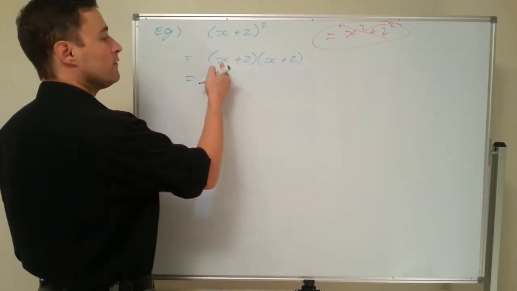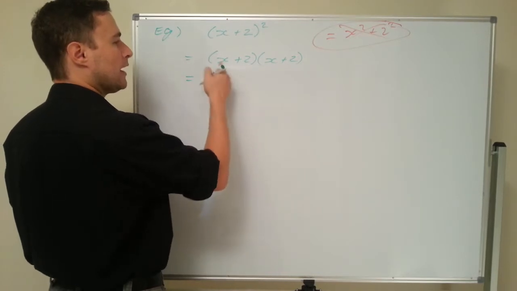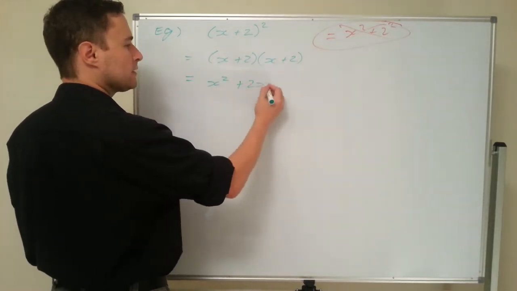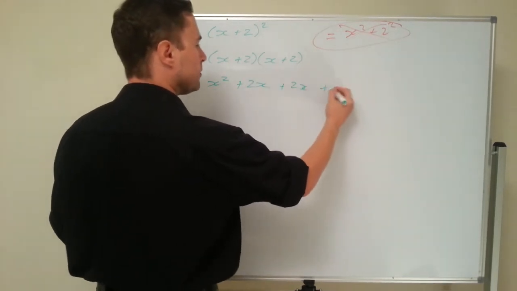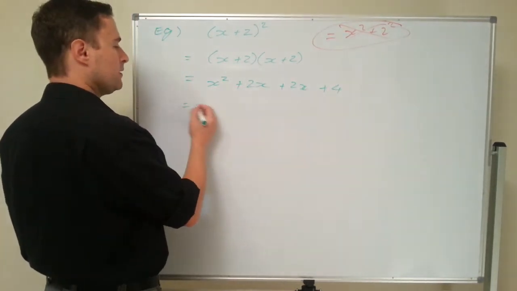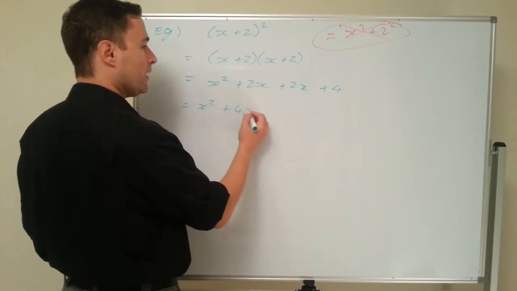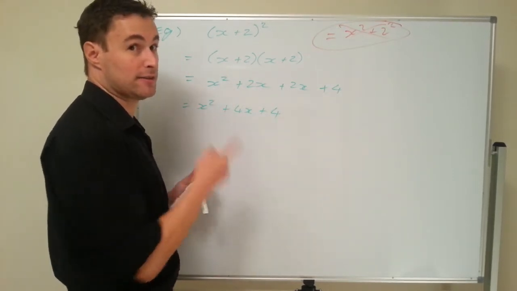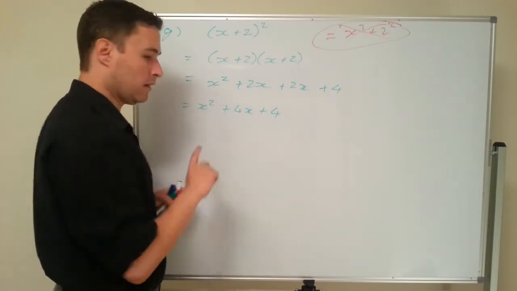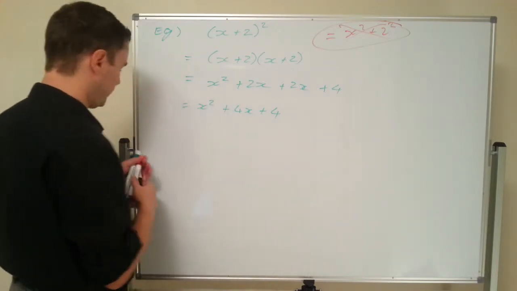So, first times first, x squared. Outer times outer, positive 2x. Inner times inner, positive 2x. Last times last, positive 4. Tidy things up: x squared plus 4x plus 4. I'll show you a shortcut in a second. There's something to notice with this in a different video. We won't have time for that in this one.